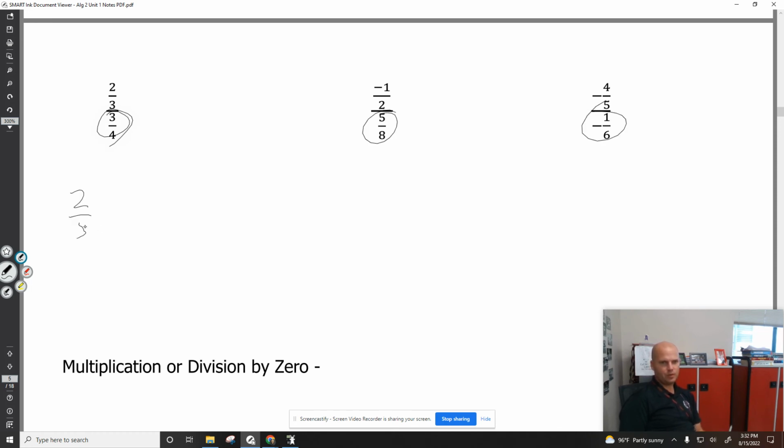I'll do 2 of 3. 2/3 times 4/5. -1/2 times 8/5. -4/5 times -6 over 1. Put the negative somewhere. Put it up top, put it on the bottom, doesn't matter. Sorry for the gross penmanship.